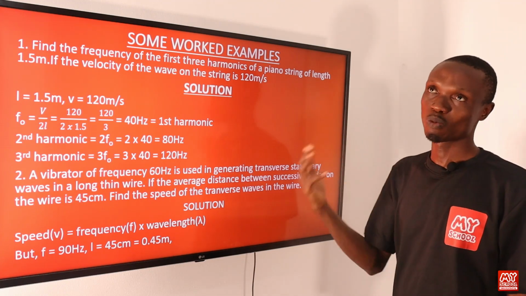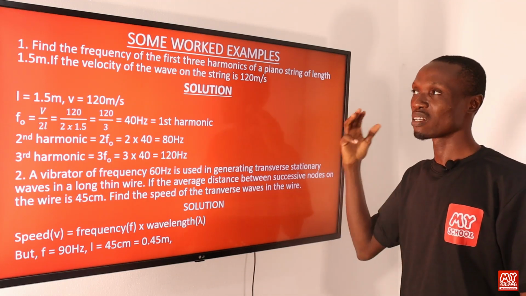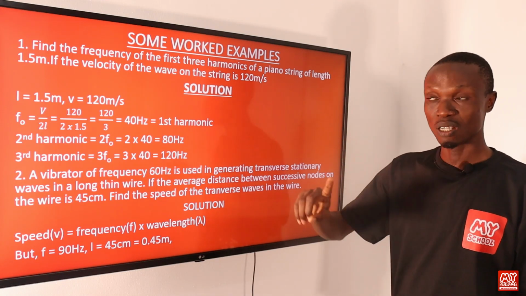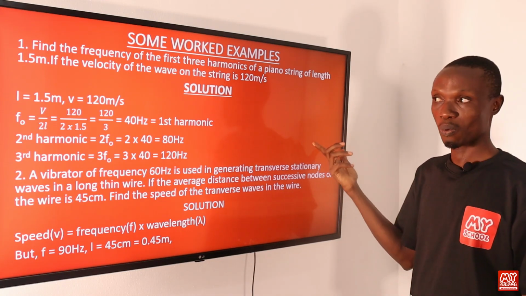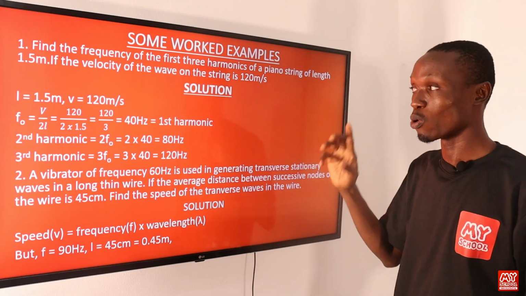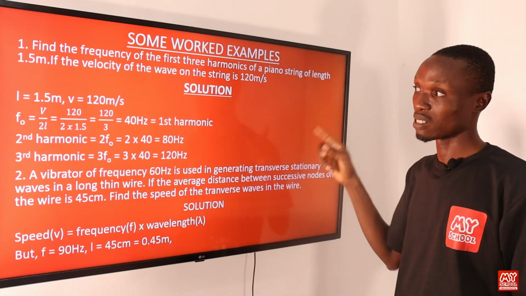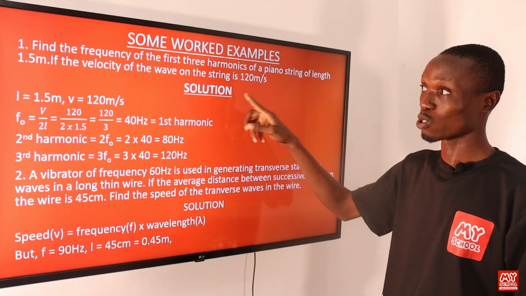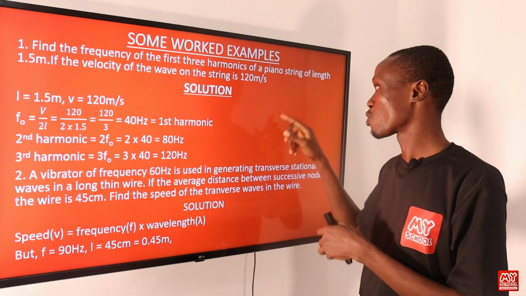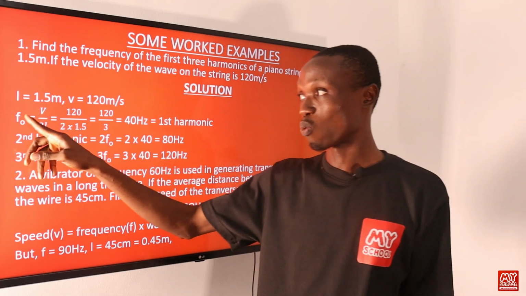So let's even assume that you don't know the formula for calculating the fundamental frequency, but you can easily generate it, since you know that the fundamental frequency is obtained when you have only 1 loop. So with that 1 loop, I will know that that 1 loop is equal to lambda all over 2, and that is also equal to the length of the string. So from there, you substitute it into f = v/lambda to obtain the fundamental frequency, which is exactly what we have here.